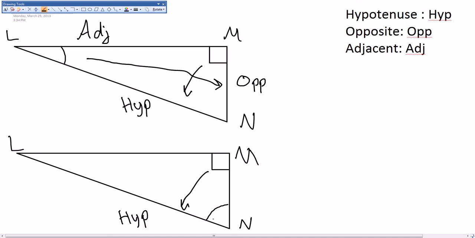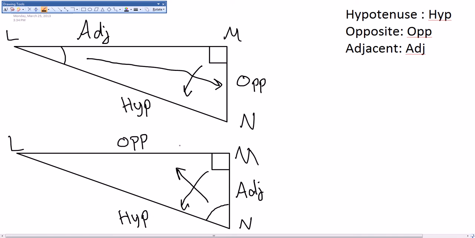In this case here, I'm referencing angle N. Angle N is made up of the hypotenuse and this line. So this is the leg. It must be the adjacent leg. And in this case here, the leg which is directly across from angle N is our opposite leg.